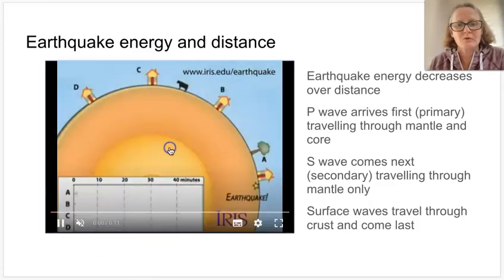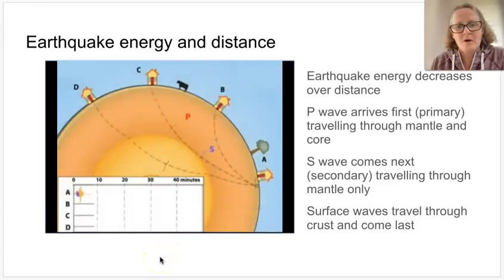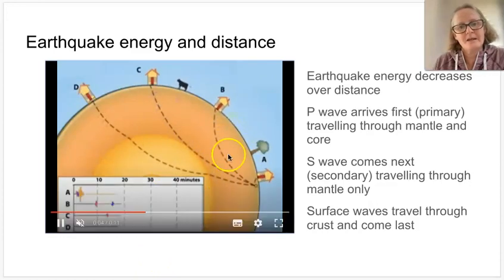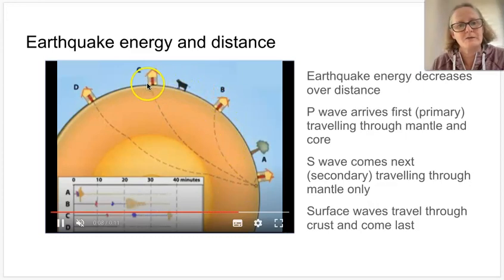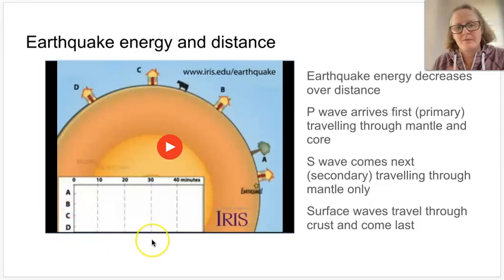And then we'll just watch it one more time. Primary wave, secondary wave, and then here is the surface wave traveling around, making the cow move, making house C move, making house D move. And the waves get less energy the further away from the epicenter of the earthquake they go.